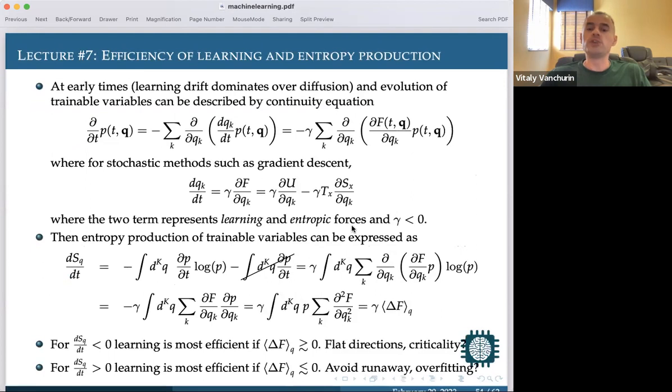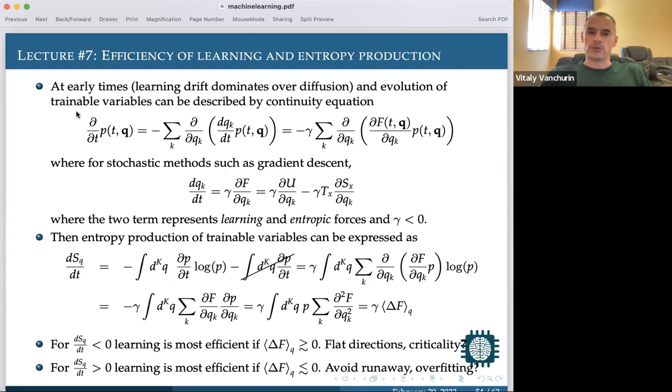Now let's redo some of the calculations that we did, but we are going to do it in the limit where the drift dominates over diffusion. Before, we wrote down the Fokker-Planck equation and had two terms: one that represents the drift due to learning, and the other that represented the diffusion due to the stochastic nature of algorithms. Here we neglect the diffusion, and we say, all right, let's just concentrate on learning first.